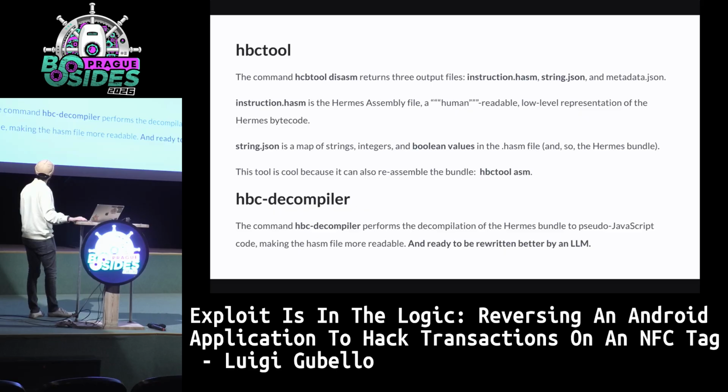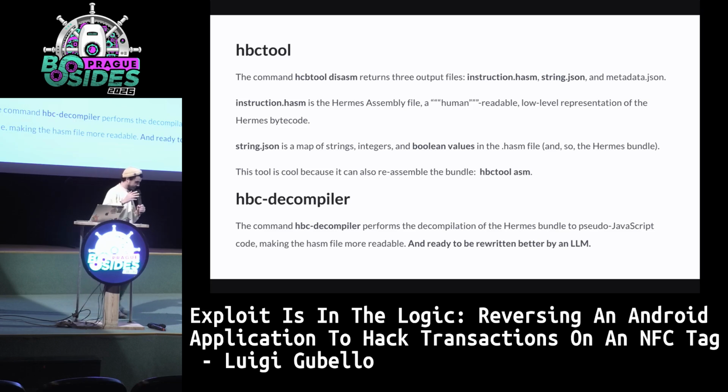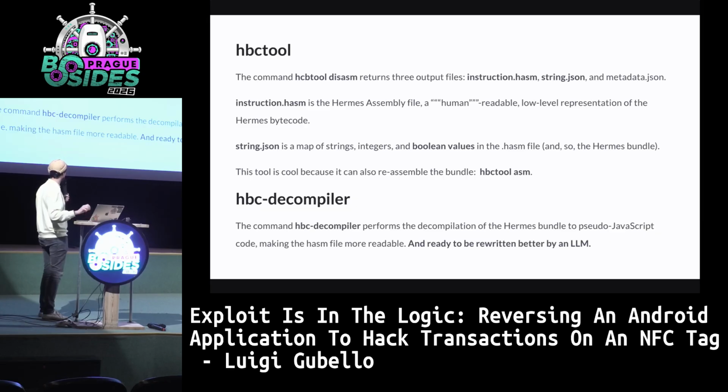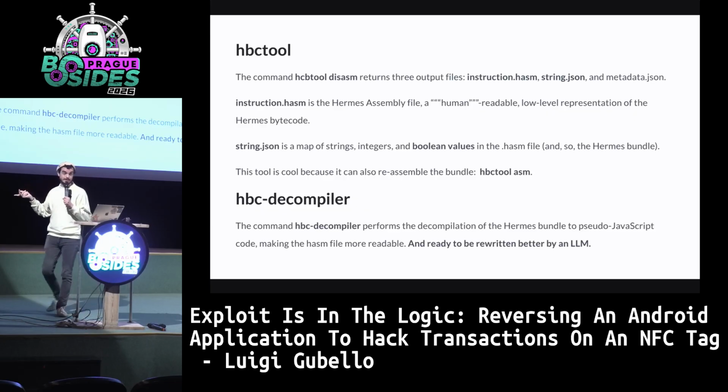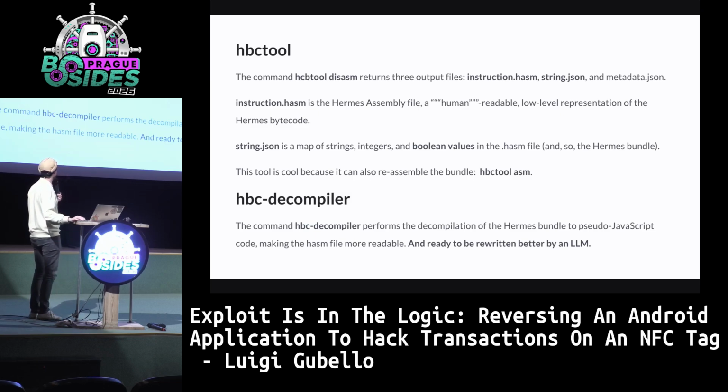Then HBC decompiler just provided me a better output to read the Hermes bytecode. In this way I can also use an LLM to read the pseudocode. I haven't properly tested it because there were too many lines, but just to be clear, the output, the pseudocode.js file, that is the Hermes reversed, had 2.5 million lines. So the context was too big for an LLM, at least 2 years ago.